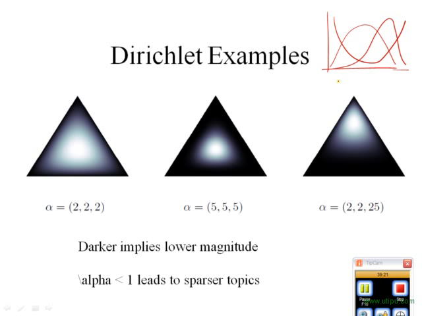So these are all symmetric Dirichlets for 3 dimensions. This is a 2-2-2 model, this is a 5-5-5 model, and this one is actually an asymmetric model. These are the kind of Dirichlets we are talking about. Now, the interesting thing is that Dirichlets where alpha is less than 1 would essentially generate sparse distributions.